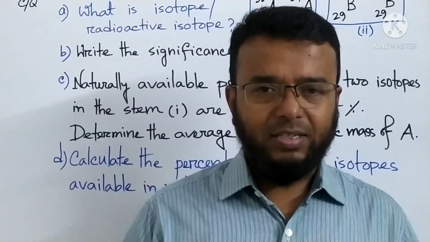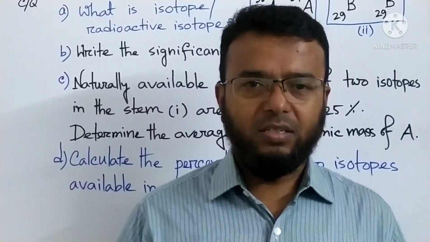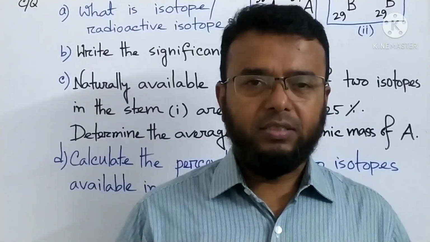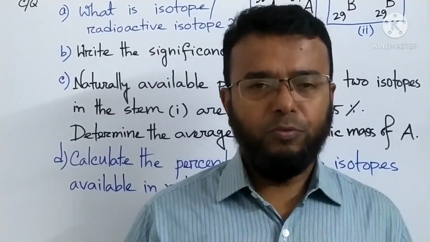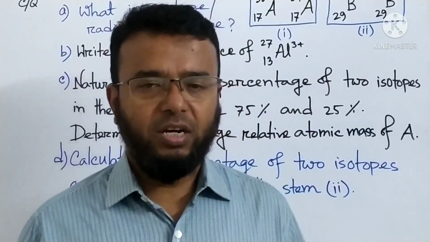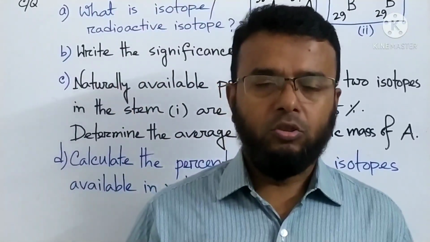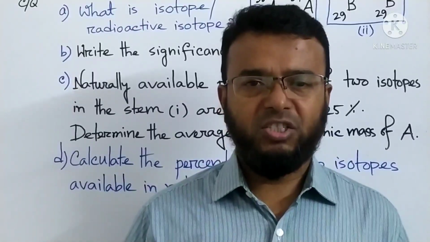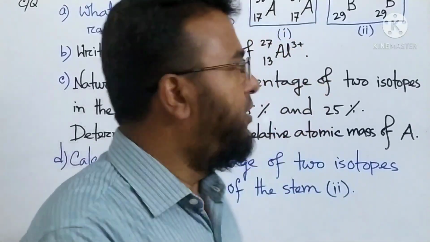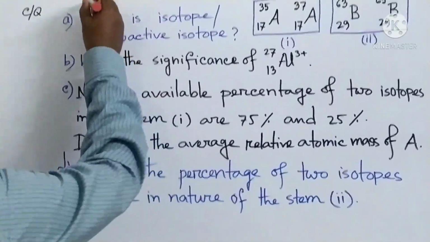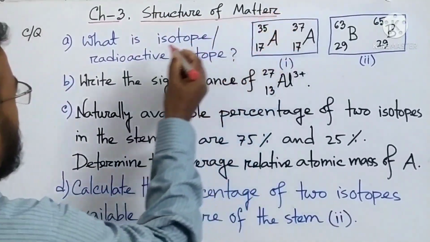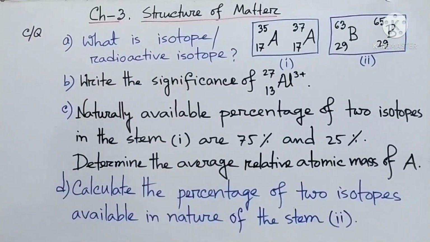In the previous class, I discussed the creative question of chapter 3, that is structure of matter. I think all of you have seen the creative questions and you have written them also. So today also I will discuss the creative question of that chapter, that is chemistry chapter 3, structure of matter. From this chapter I have written a question. All of you see the board.